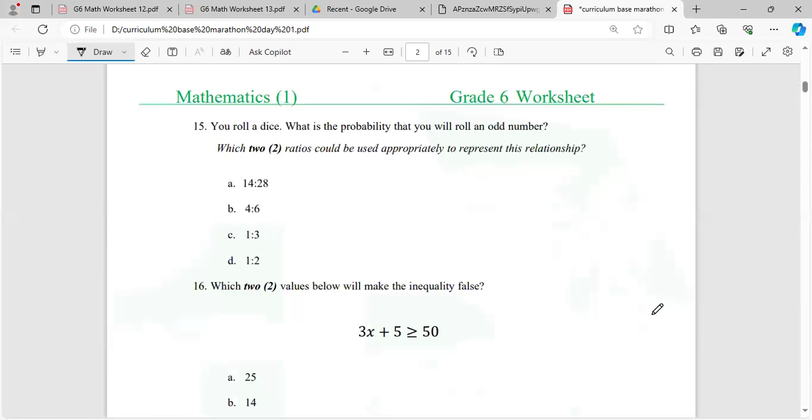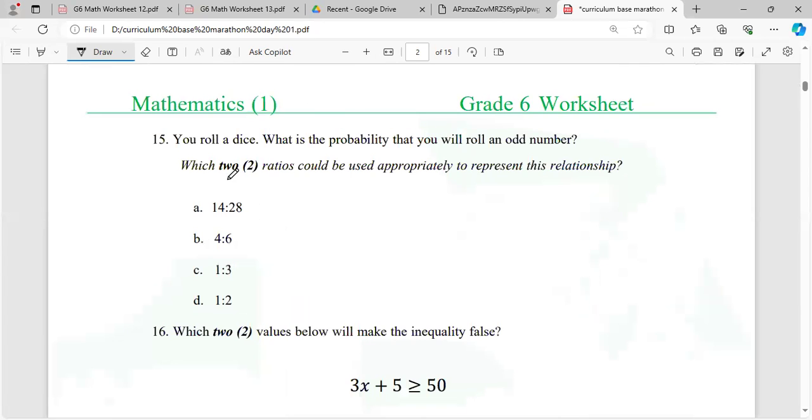Alright, this one says, you roll a dice, what is the probability that you will roll an odd number? Which two ratios could be used appropriately to represent this relationship? I notice it said 2, right? I hate these questions.